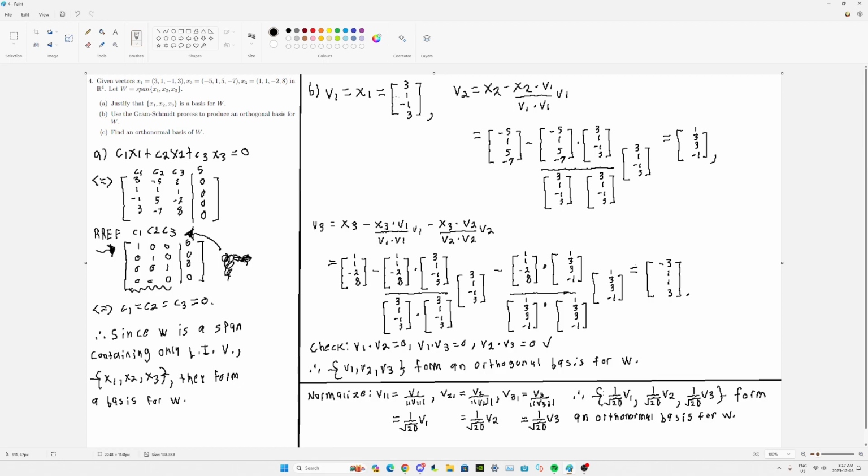All right, B. Use the Gram-Schmidt process to produce an orthogonal basis for W. So that's just going to involve the normal formula of v1 goes to x1, v2 goes to x2 minus x2 dot v1 over v1 dot v1 times v1, and then so on, so on. v3 equals x3 minus, you can just imagine it as the projection over and over again. x3 minus the projection with v1 minus the projection of x3 with v2 minus the projection of x3 with v3, and so on. Well, only in the case where it's up to n minus 1, right? That's where you're going to go up to for v.